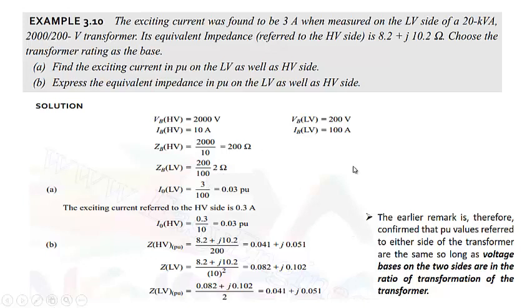That will be 2. So it is given that the exciting current when measured from the low voltage side is 3 amperes. So its per unit value will be equal to, you have to divide it by the base value on the low voltage side of the transformer, that is this value. So when divided by the base value of the low voltage side, it will be equal to 0.03 per unit.